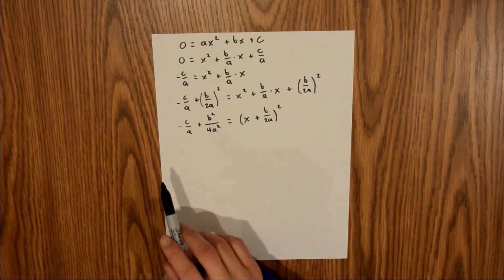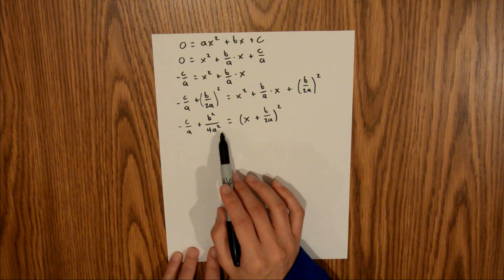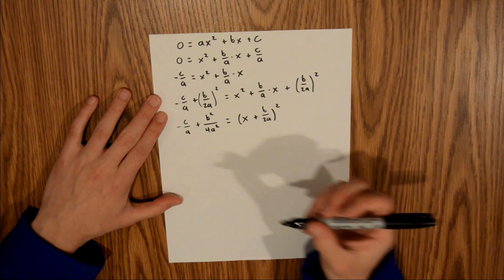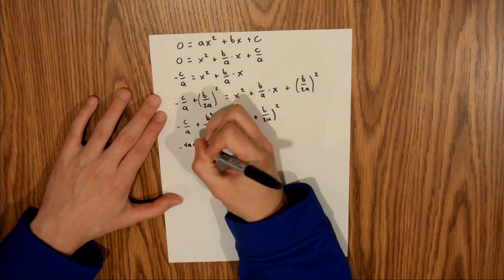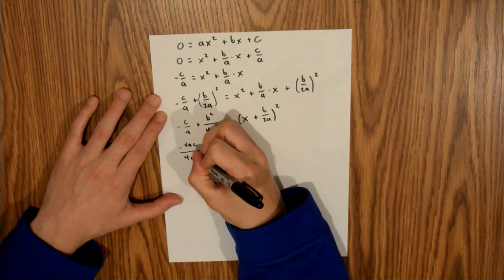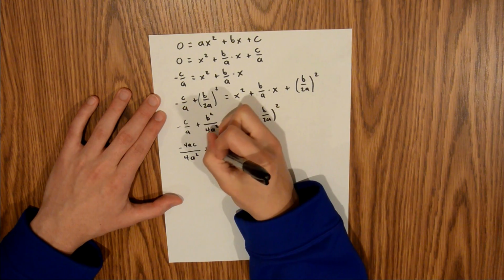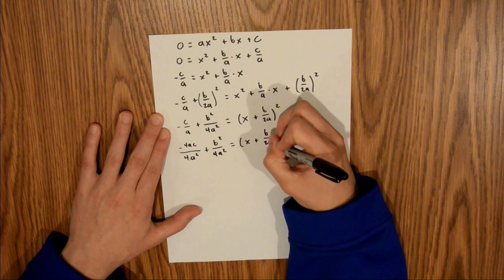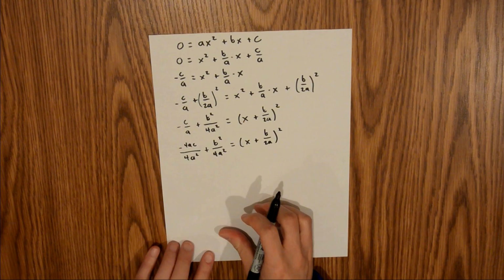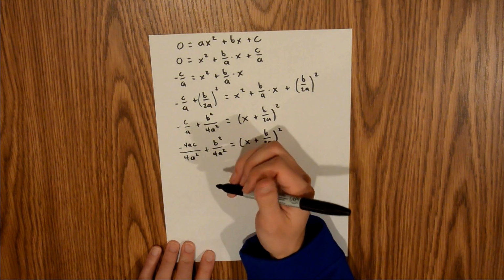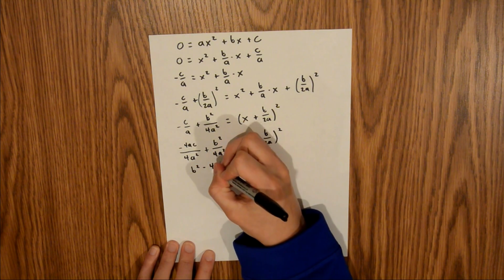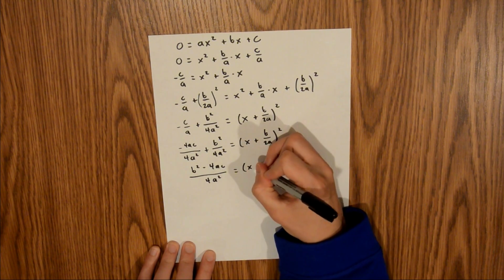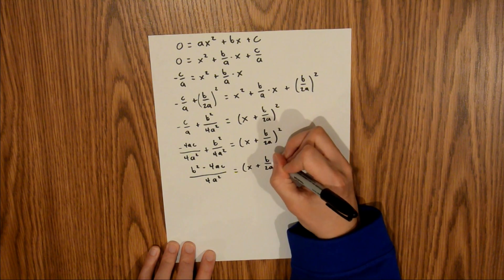And so now what I'm going to do is find a common denominator on this side. So we have 4a squared and we have a, and so I'm going to multiply this side by 4a over 4a. And so that's going to give you negative 4ac over 4a squared plus b squared over 4a squared is equal to x plus b over 2a squared. And so now we can combine these two terms, and so that's going to give us b squared minus 4ac all over 4a squared is equal to x plus b over 2a squared.